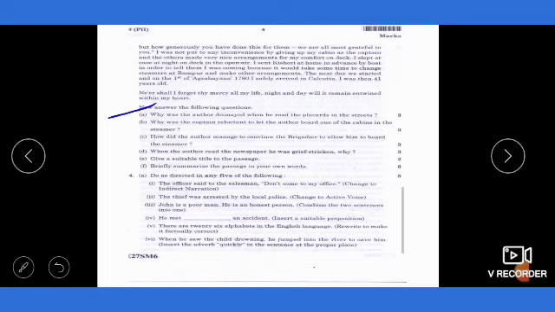A. Why was the author dismayed when he read the placards in the streets? B. Why was the captain reluctant to let the author board one of the cabins in the steamer? C. How did the author manage to convince the brigadier to allow him to board the steamer? D. When the author read the newspaper, he was grief-stricken. Why? E. Give a suitable title to the passage.